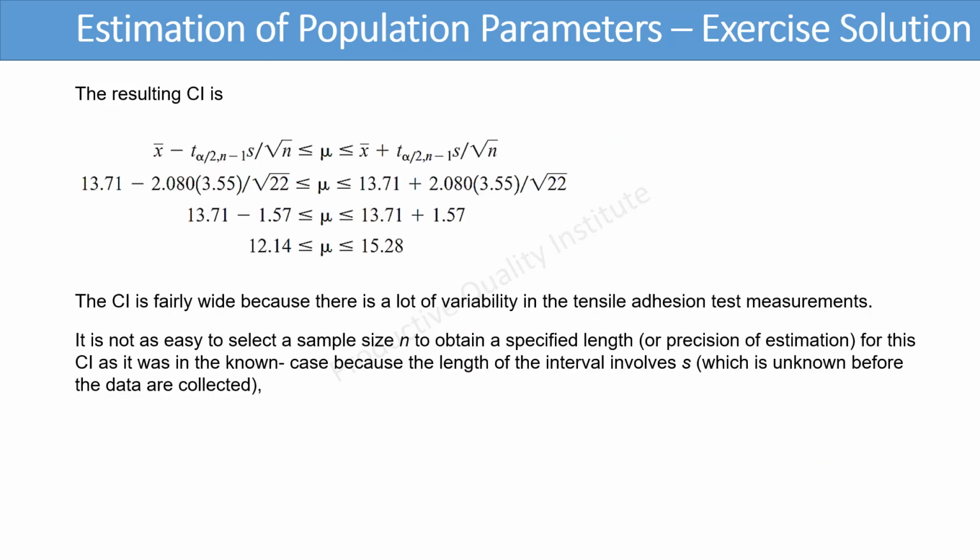The resulting CI is between 12.14 and 15.28. The CI is fairly wide because there is a lot of variability in the tensile adhesion test measurements. It is not as easy to select a sample size n to obtain a specified length or precision of estimation for this CI as it was in the known case, because the length of the interval involves s, which is unknown before the data are collected.